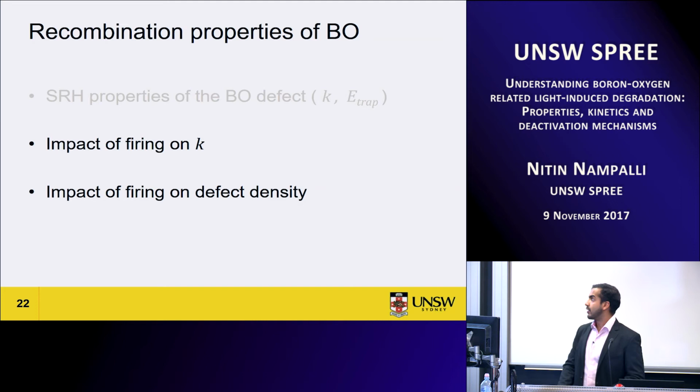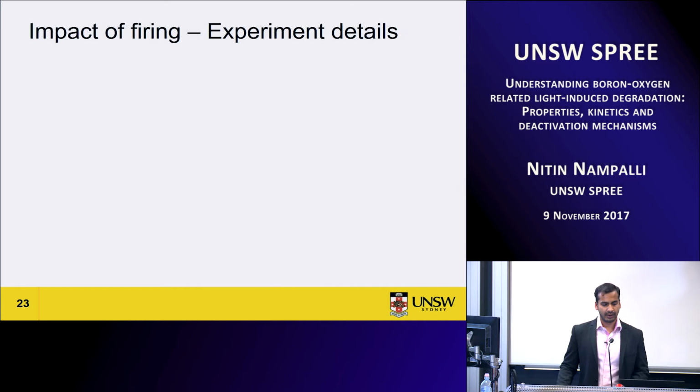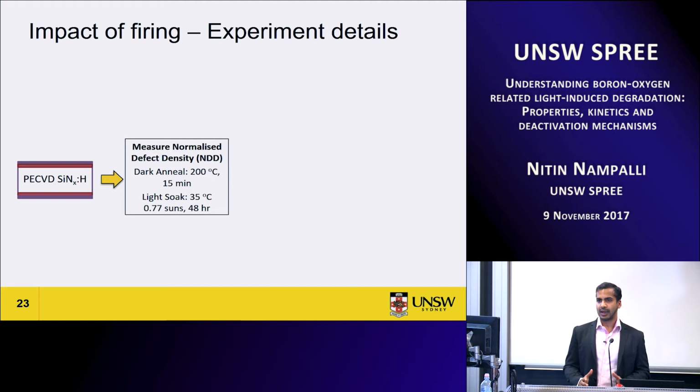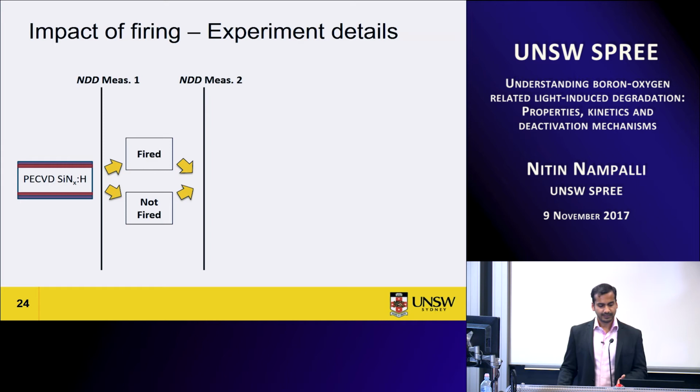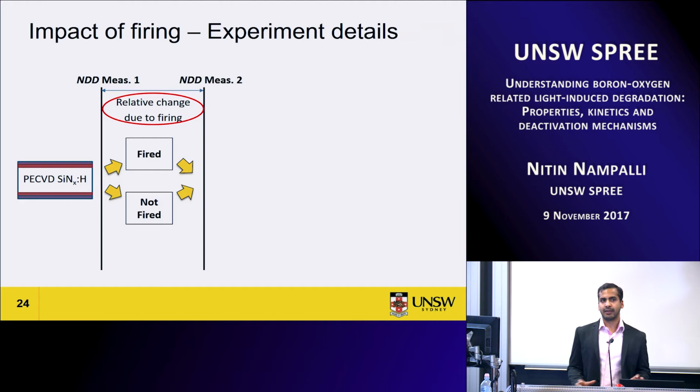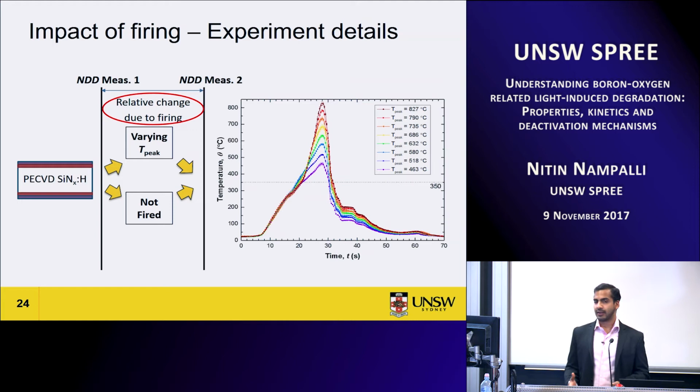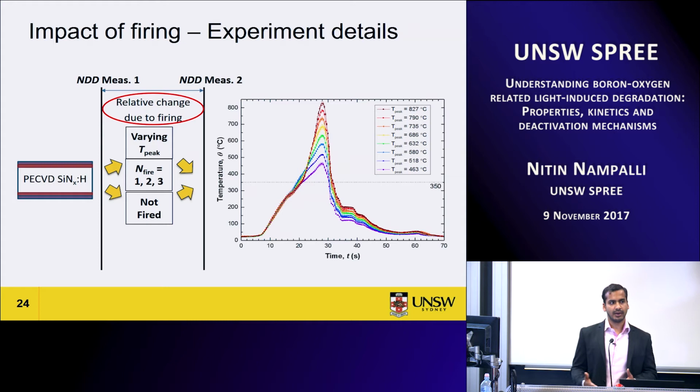To look at the impact of firing on K and on NDD, I started off with nitride-coated wafers with an emitter and measured the NDD of these wafers by dark annealing and light soaking once again. Let's call this the first NDD measurement. I then either fired or didn't fire these wafers and measured the NDD again. The difference between these two NDD measurements captures the impact of firing on the SRH properties or the defect density. In addition to this, I've also changed the firing recipes and tried to fire multiple times, one, two, or three times with the same firing conditions. The reason for this will become clear here.